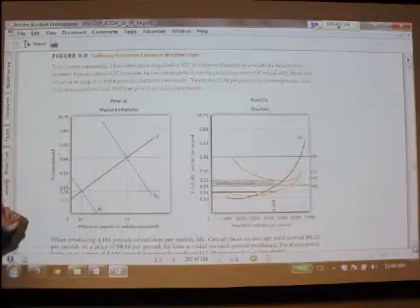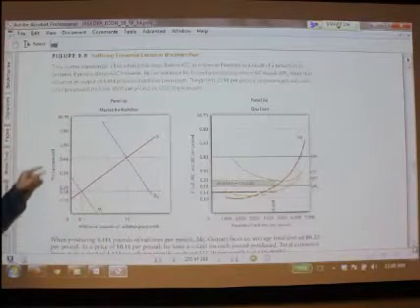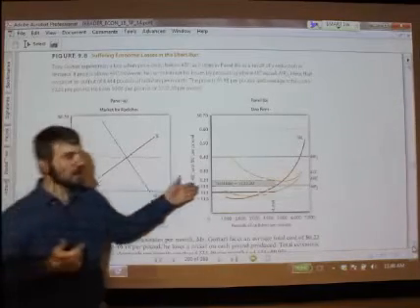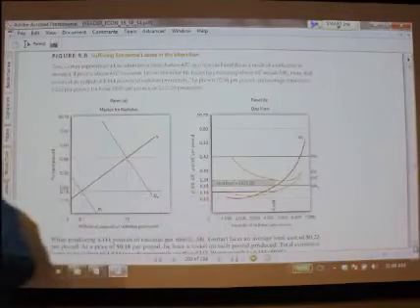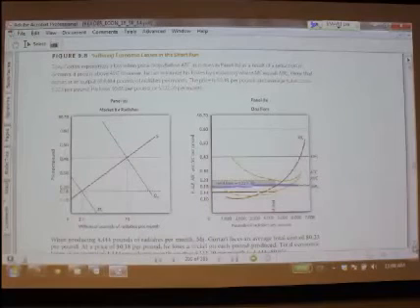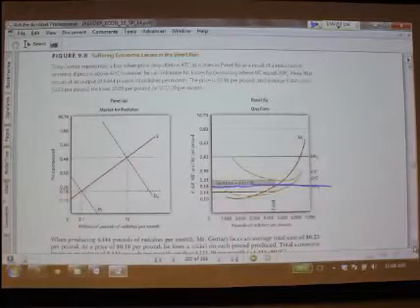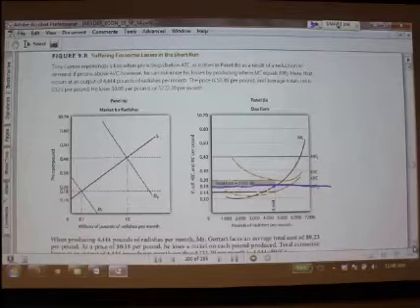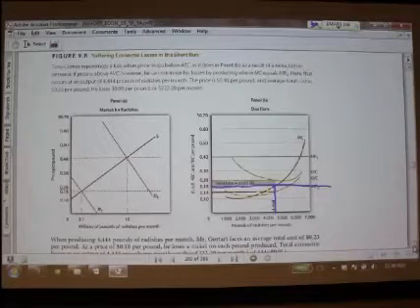What happens to the price? Falls. From 40 cents to 18 cents. What is our firm going to do? Well, at a price of 18 cents, marginal revenue equals marginal cost right here. That tells the firm they should produce 4,444 units. So this is the profit maximizing quantity.